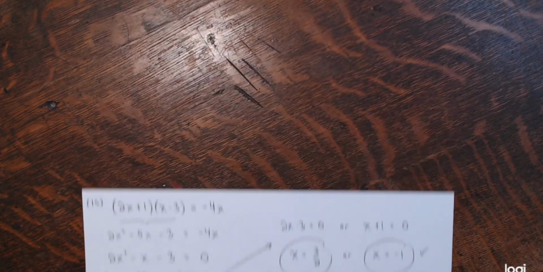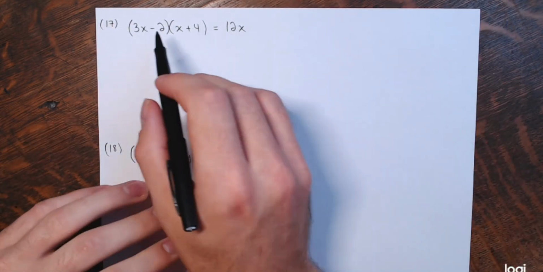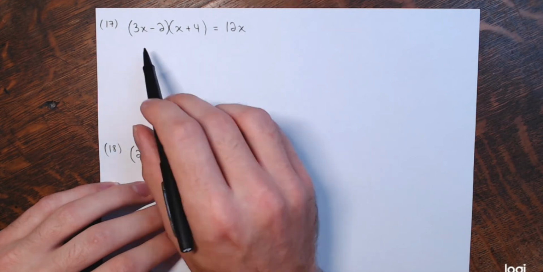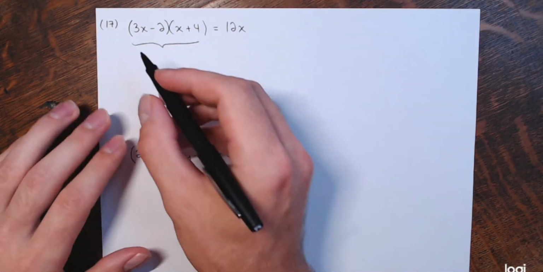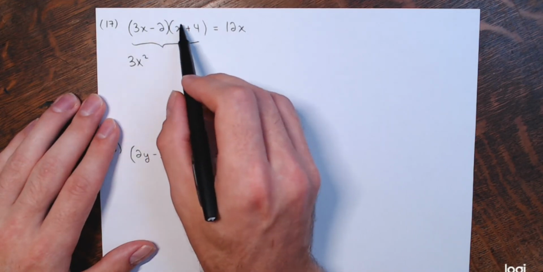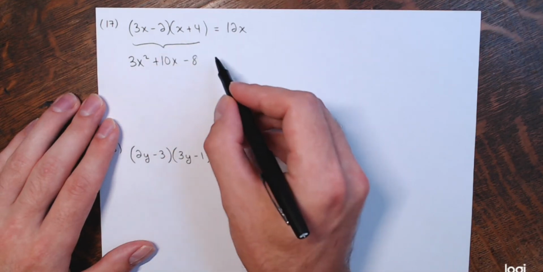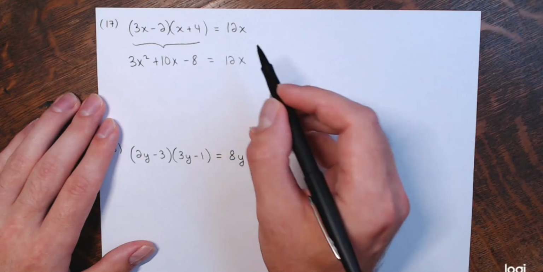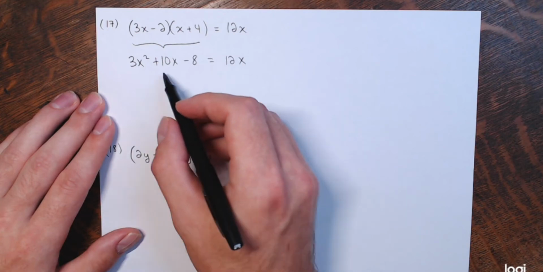Okay, 17 and 18 are very similar to what I just saw in 16 and 15. So again, a product is not equal to 0, so I can't do anything with this just yet. So I have to simplify. Right, multiply this side out. We have 3x squared, and then plus 12x minus 2x would be plus 10x, then minus 8 equals 12x.